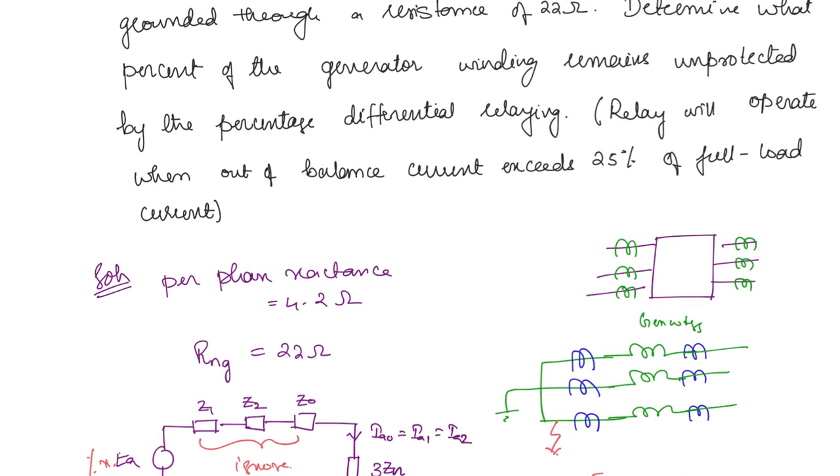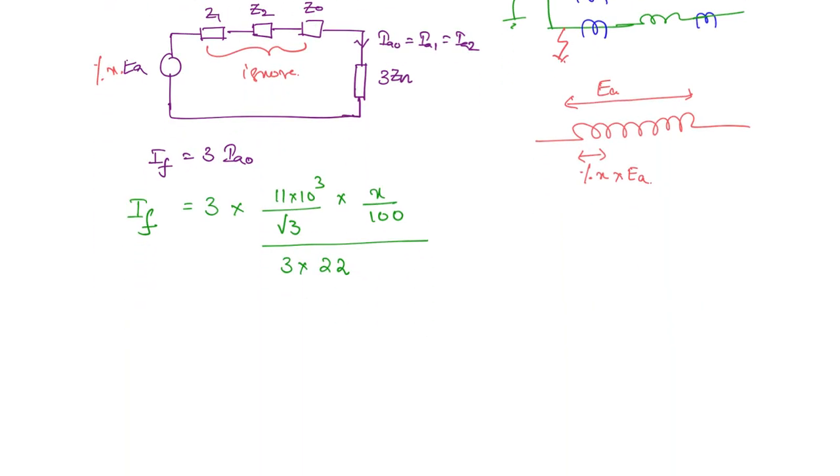Now what other information is given here? We have that the relay will operate when out of balance current exceeds 25% of full load current. Out of balance current is nothing but the neutral current, which is the fault current in this case. So here they are indirectly telling that the fault current should equal 25% of full load current so that the relay will work. We have an expression for I_F, but in this equation I_F is also unknown, X is also unknown. So we need another equation. According to the question, I_F should equal 0.25 of full load current.